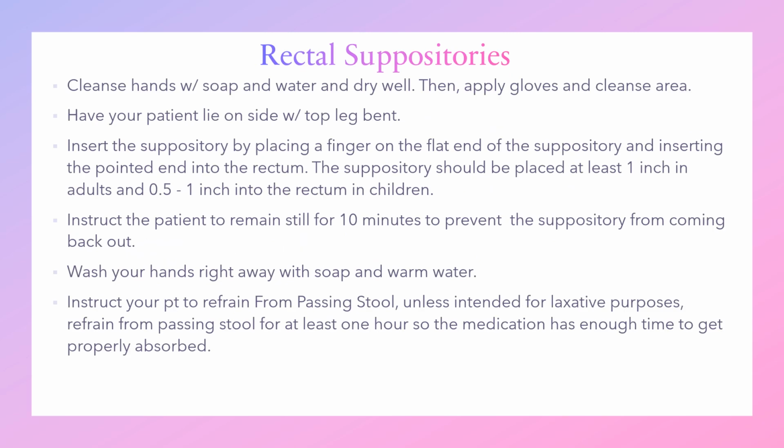For a rectal suppository, wash your hands with soap and water, dry them well, apply gloves, cleanse the area, and ask your patient to lie on their side, usually the left side, with their top leg bent. You are going to insert the suppository. You want the flat end of the suppository at the tip of your finger, and the pointy end will be going into the rectum. For an adult, you are inserting it 1 inch into the rectum, so the tip of your finger will enter slightly into the rectum. For a child, it will be inserted a 1/2 inch to 1 inch into the child's rectum, so the tip of your finger will slightly enter the child's rectum.